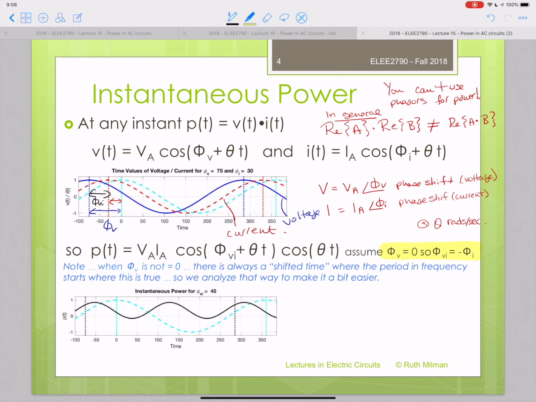Without any loss of generality, you can actually assume that the phase shift on the voltage is equal to 0 and assume that all the phase shift is in the current. It's simply going to shift the time slightly.